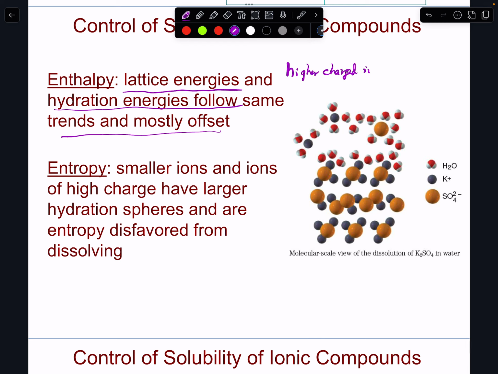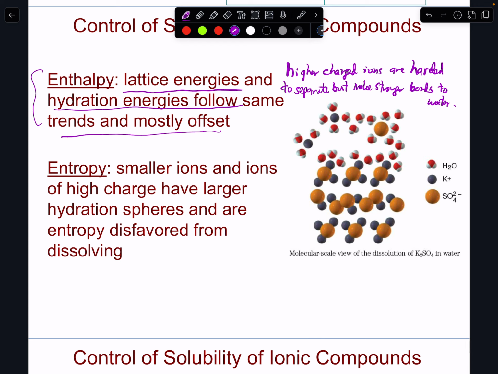Higher charged ions are harder to separate, but make stronger bonds to water. So those two things offset each other. So when an ionic compound dissolves, sometimes it takes more energy to break the ions apart than you get from the bonds with water, and it'll be endothermic. Sometimes you get more energy from the bonds to water and it becomes exothermic.